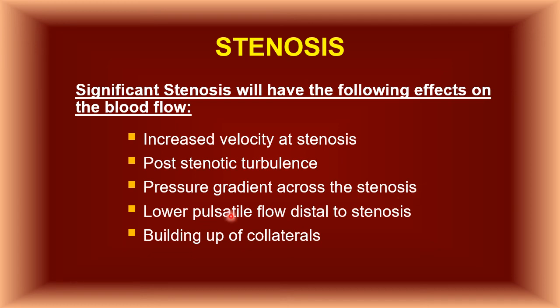There is lower pulsatility of the flow. The flow will become less pulsatile. Why? The peak systolic velocity will get lower. And again, I will get lower volume delivered to the tissues, as we mentioned earlier, because we have a higher resistance that will lower the pressure, the Q, the amount of blood flow. And then at the end, if you have a long-standing stenosis, I might get what we call collaterals, a building up of collaterals.